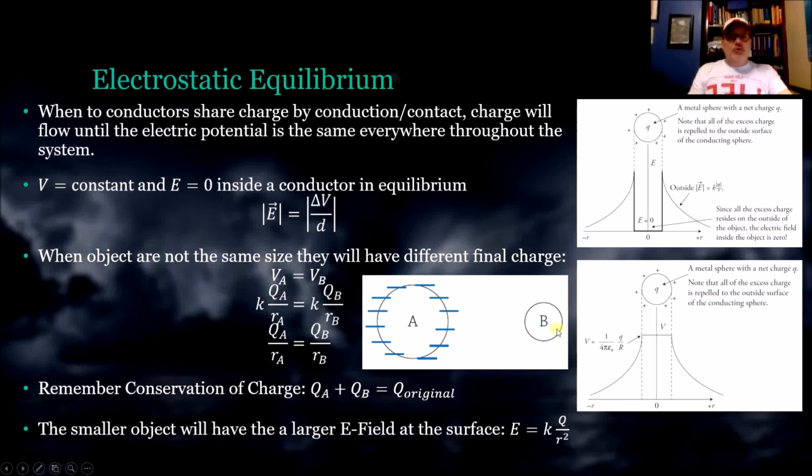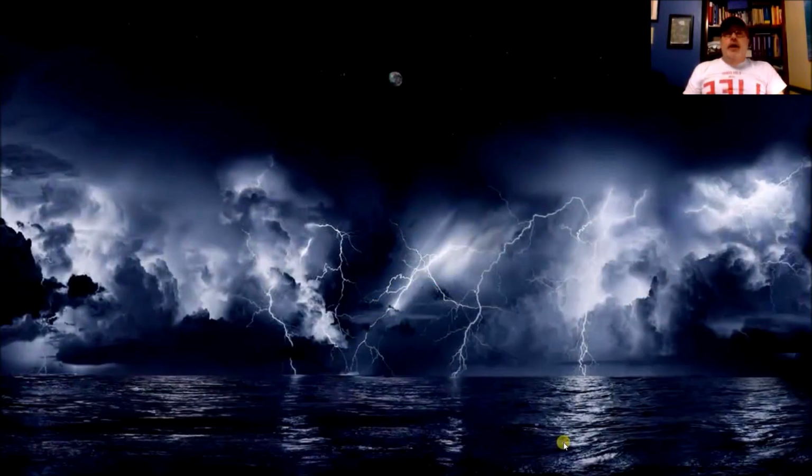The smaller object will end up with less net charge. However, because our electric field equation is kq over r squared, the radius makes more difference. This smaller object near its surface will still have a larger electric field than A will because of the r squared term in the denominator. All right, take a breath.